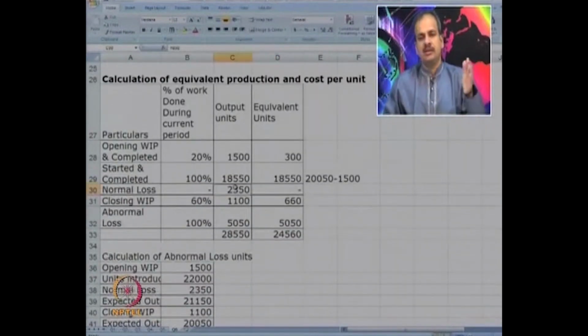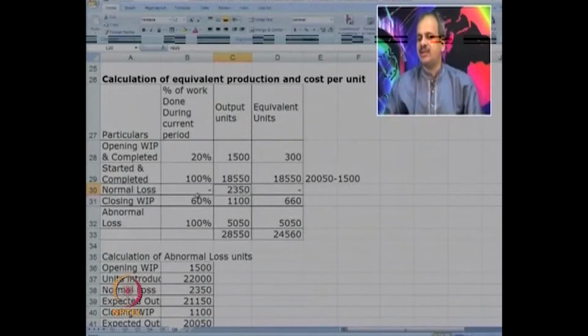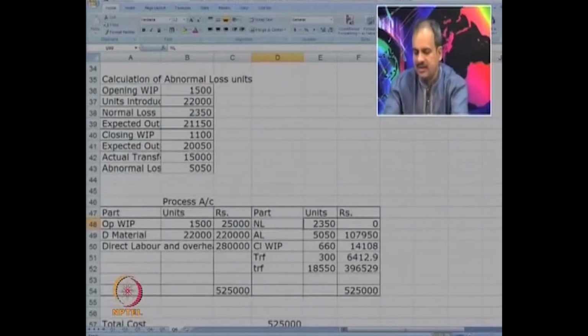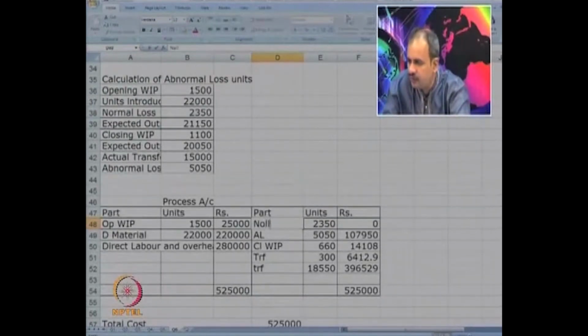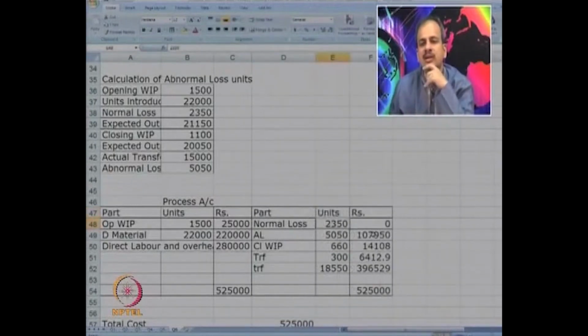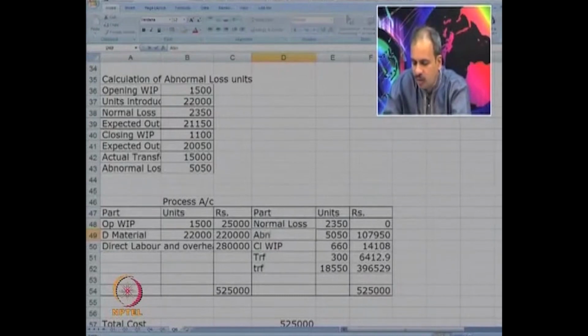You know that out of the units, some units are bound to be lost, and that percentage was given at 10%. So we have already calculated this. I will write in full for more clarity. This is normal loss, 2350. Normal loss is not charged anywhere because it is to be charged to the customer. So we take its value as 0. Then we have abnormal loss.